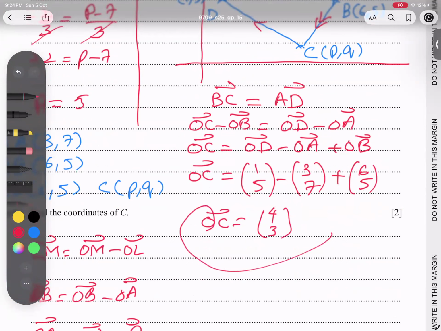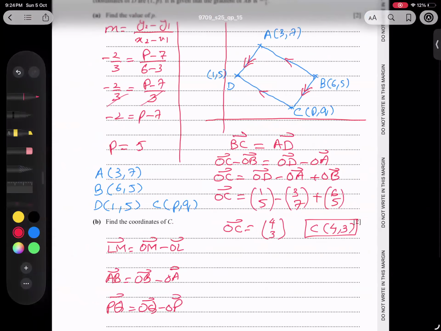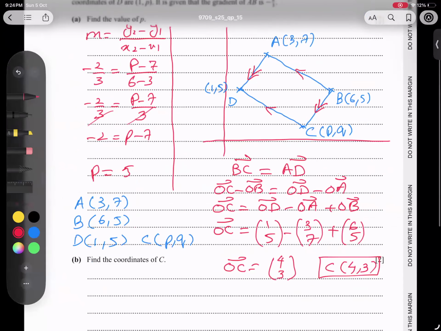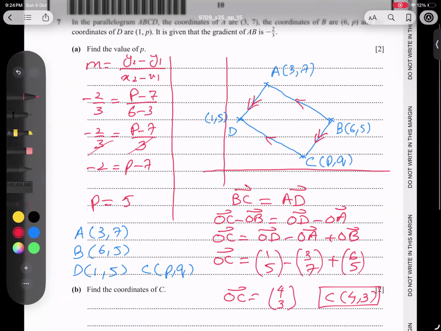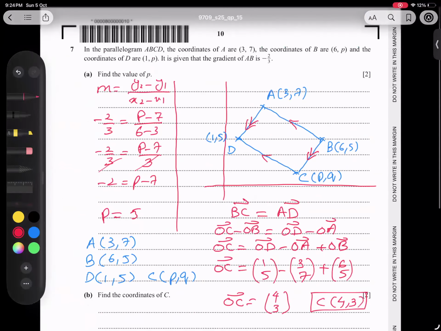Whenever O is involved, if you remove the O, this converts into coordinate form. So this is my answer. I hope you got it, how I have done this question. Alhamdulillah Rabbil Alameen. The point is very clear, and I got the C coordinate. And now, on the next page, we have the next part. So let's see that part.